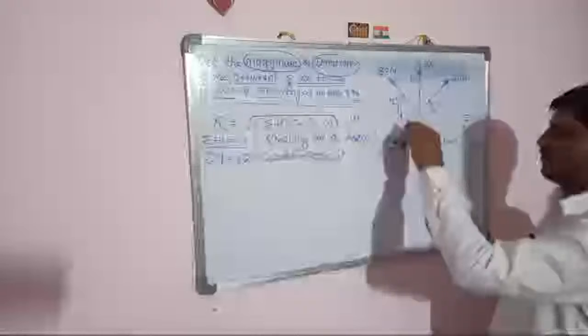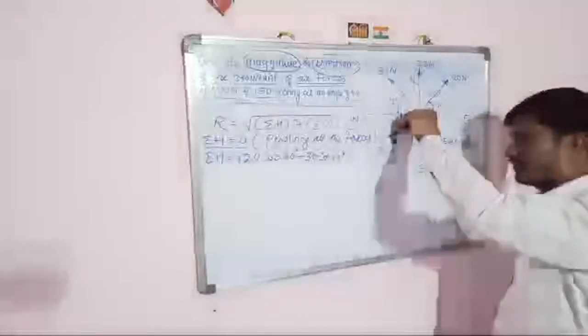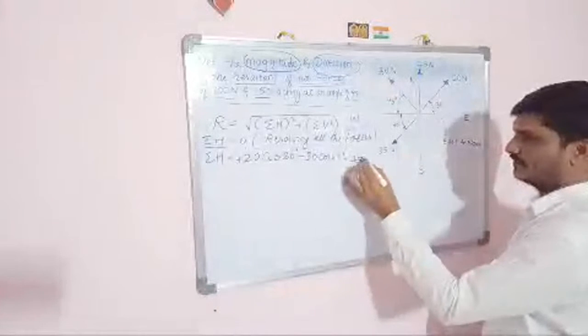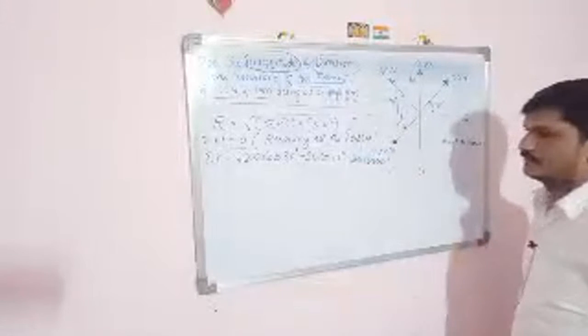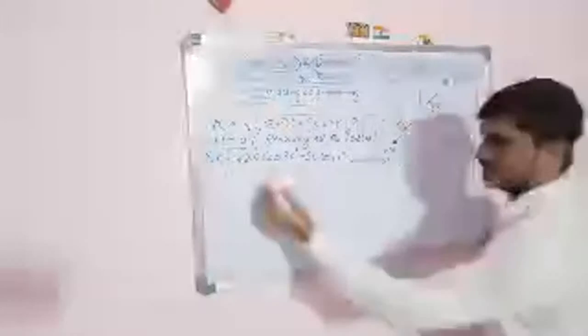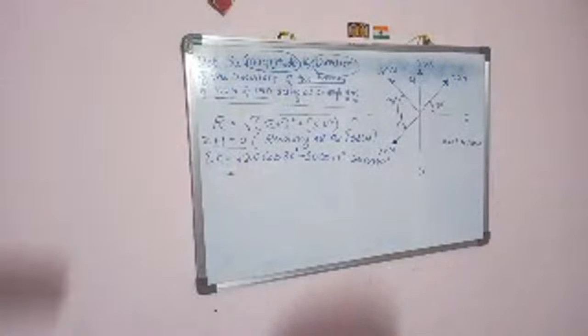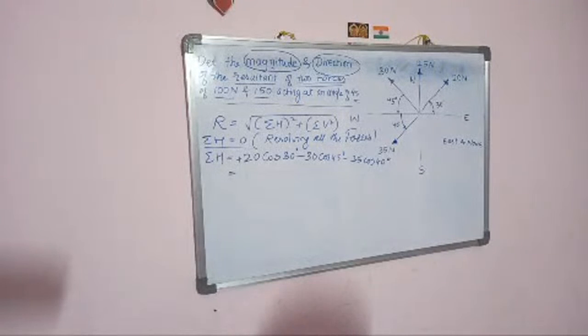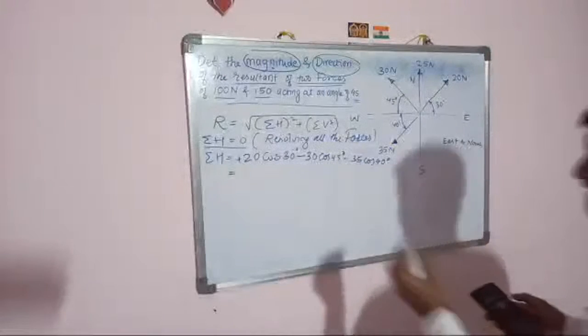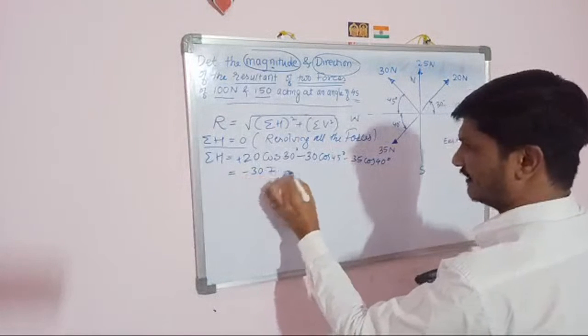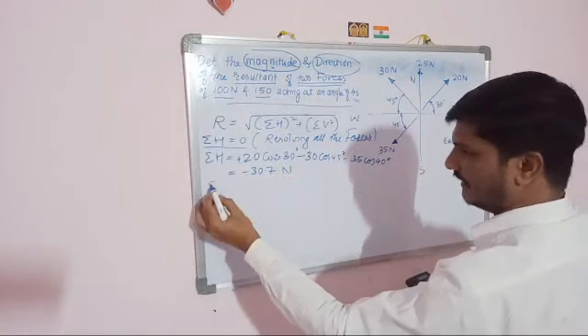Right? So next problem I will solve. If you resolve 35 horizontally, then again 35 is towards the left, minus 35 cos 40 degree. Now let us calculate the sum of horizontal forces. So I will write 20 cos 30 degree minus 30 cos 45 degree minus 35 cos 40 degree. Then I obtain minus 30.7 Newton. This is also a force.